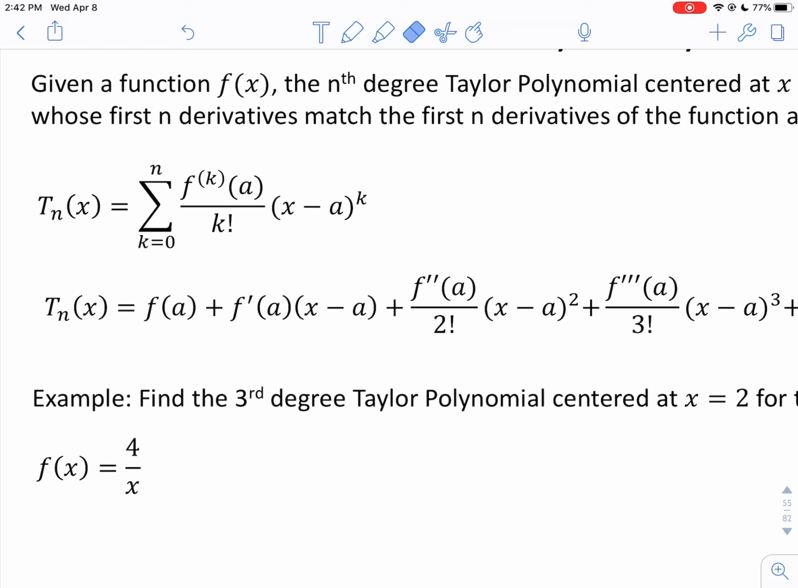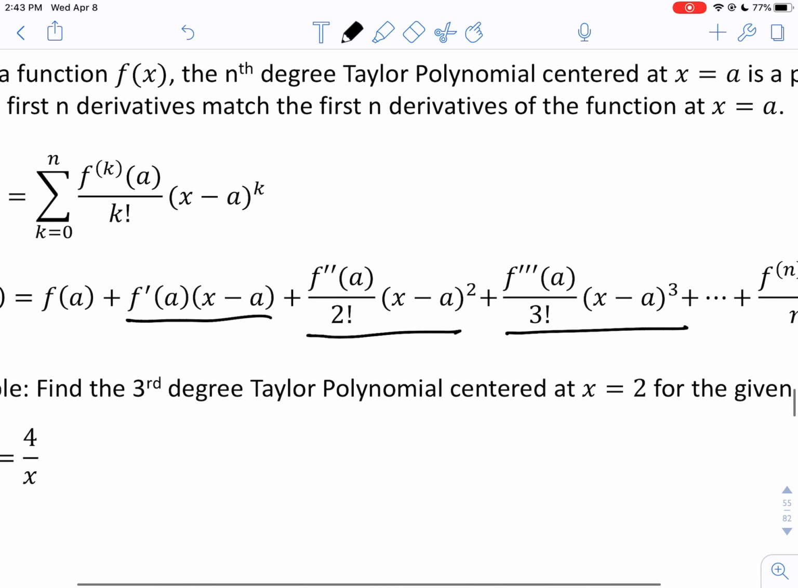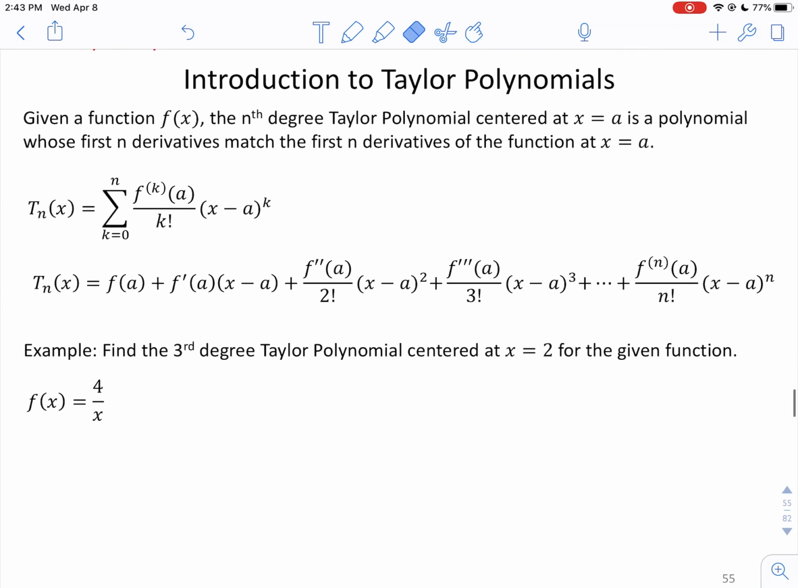And then when you plug in k equals 1, it'll just be this term. When you plug in k equals 2, it'll be this term. When you plug in k equals 3, it'll be this term, etc. And you keep this up until you plug in k equals n, and you get the last term. Let's put this to use now.